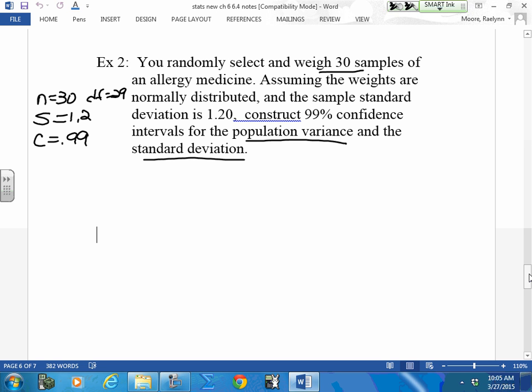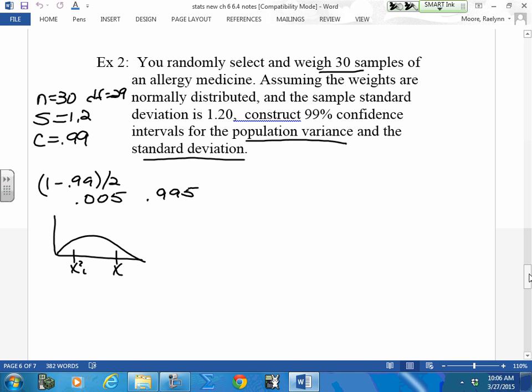Now, first thing we're going to do is 1 minus 0.99. It's going to give us 0.01, and we're going to divide 0.01 in half. So we're going to get 0.005. And what's the other one? 0.995. Okay. Subtract it from 1, or just follow your table with the symmetry. Like in your table, it goes across like a rainbow. Now, pull me out those two numbers, and we'll decide which one is your x squared L and which one is your x squared R.